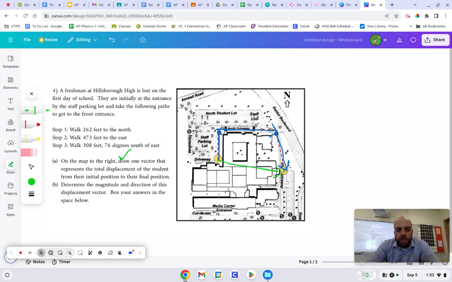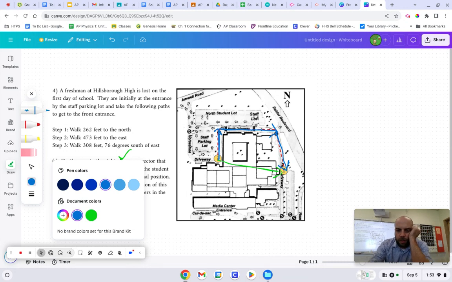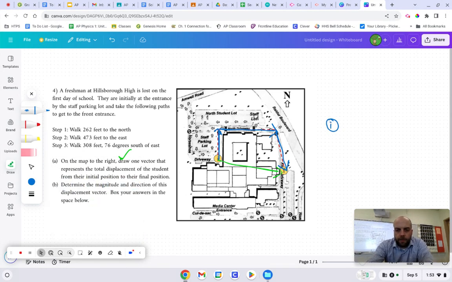Part B says, okay, let's figure out the magnitude and the direction of that displacement vector. How big is that? Well, if I'm going to do that, I'm going to need to know how far the student went north, how far the student went east, and then how far the student went south and east on those 3 steps. So at their beginning, at that little I, the first thing that happened was 262 feet to the north.